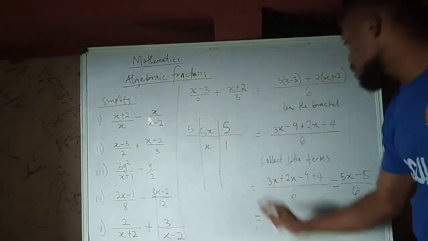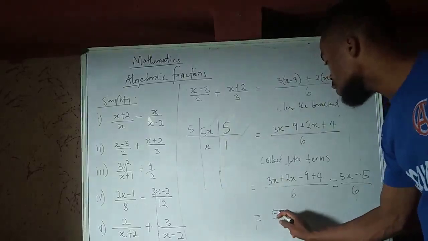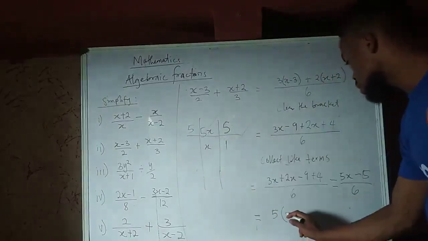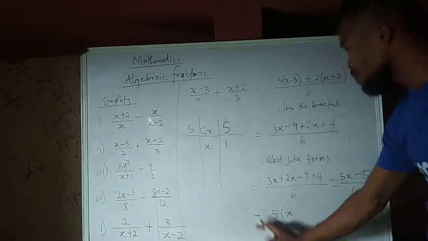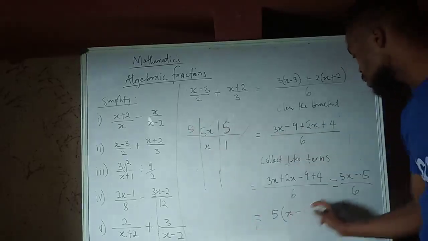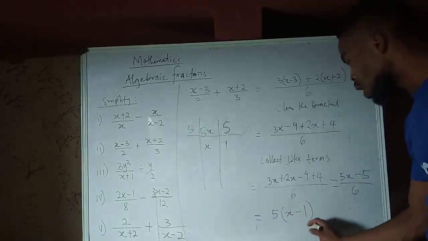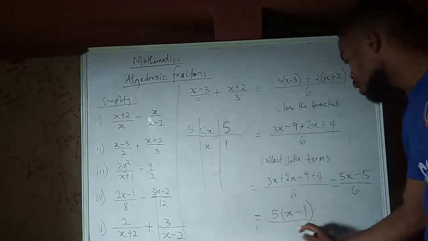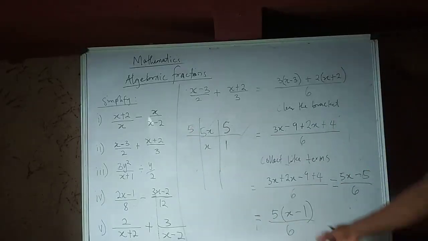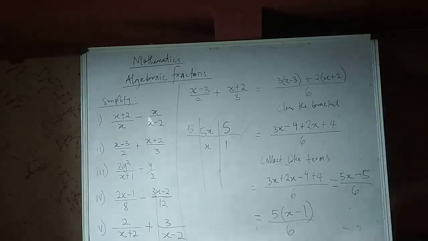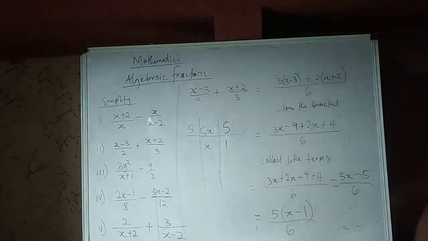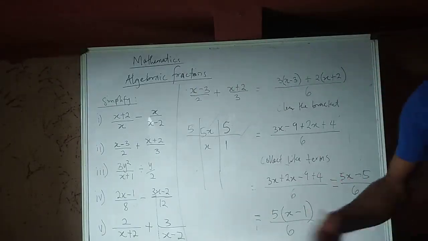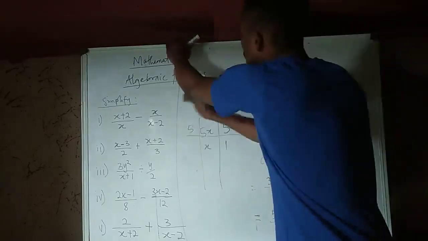So this now means that this will become 5 into x. That 5 is now the highest common factor outside the bracket. Then x minus, since we have minus here, 1, all over 6. So this is how this problem has been solved. The solution is this. Alright, so you can pause, replay, try, and you get it. Good.